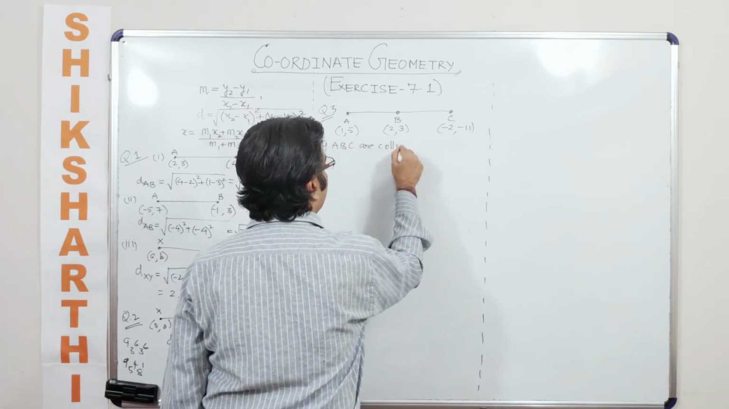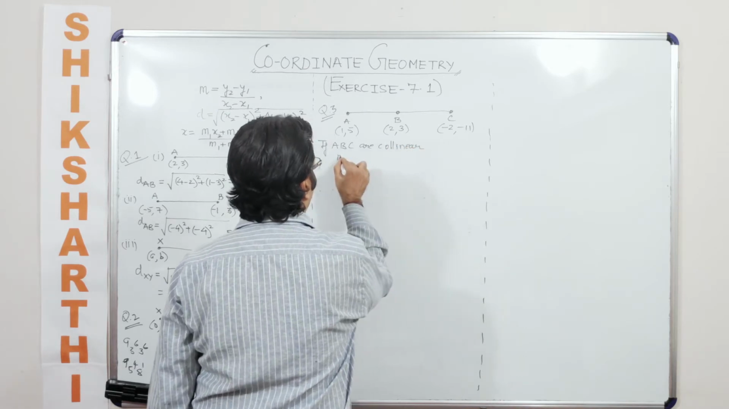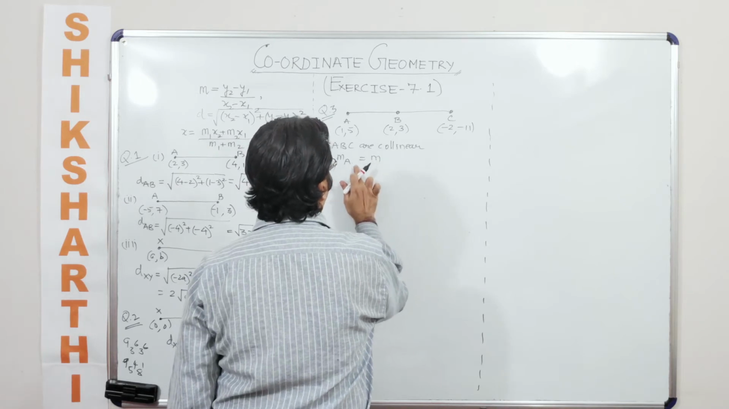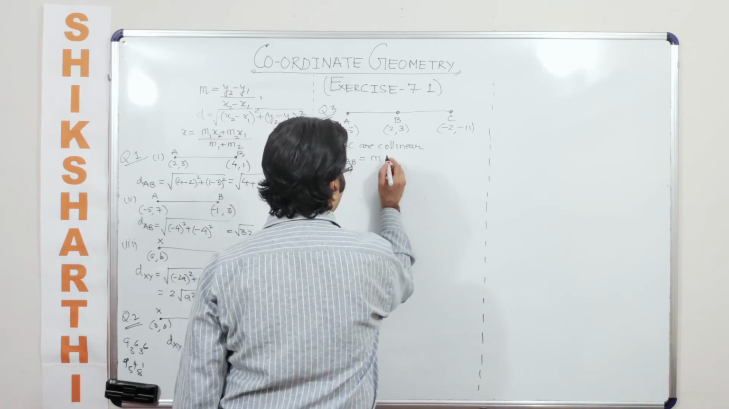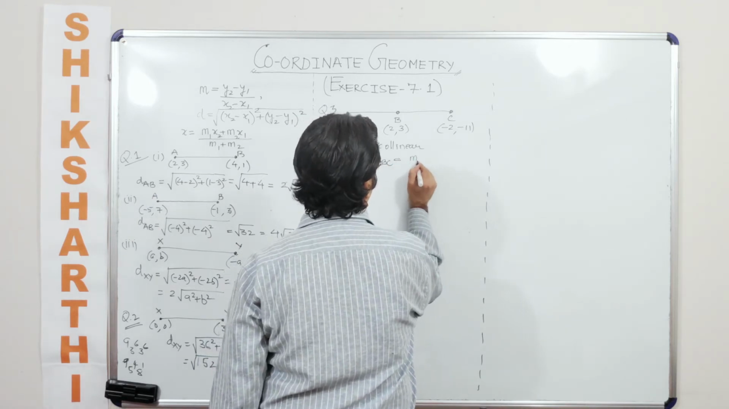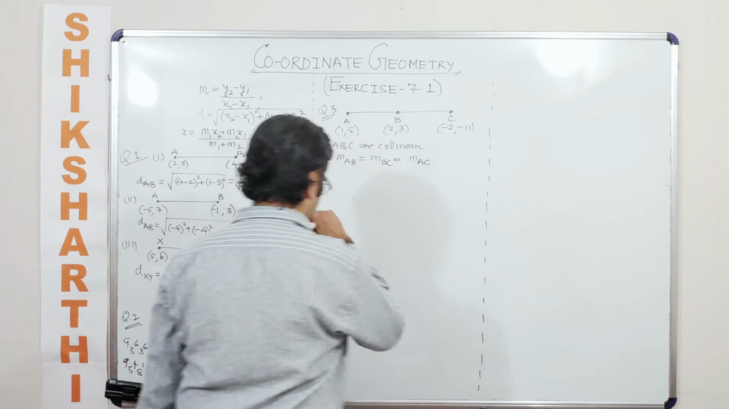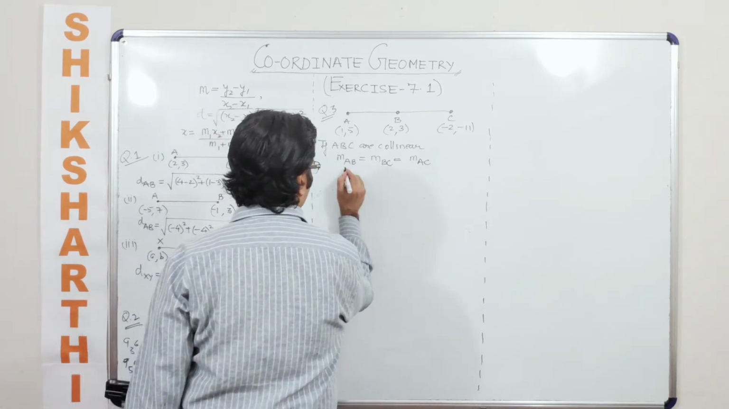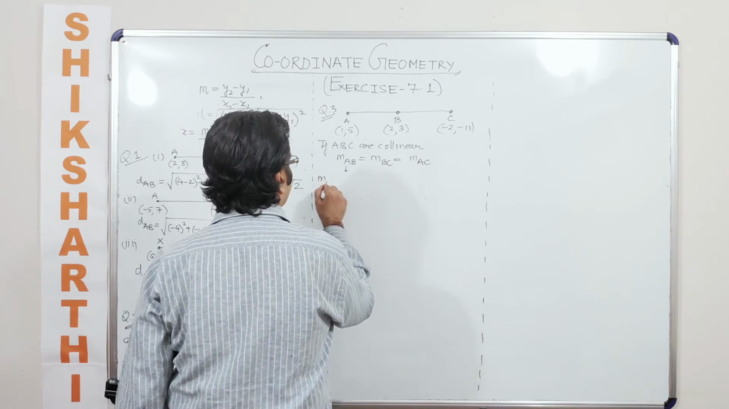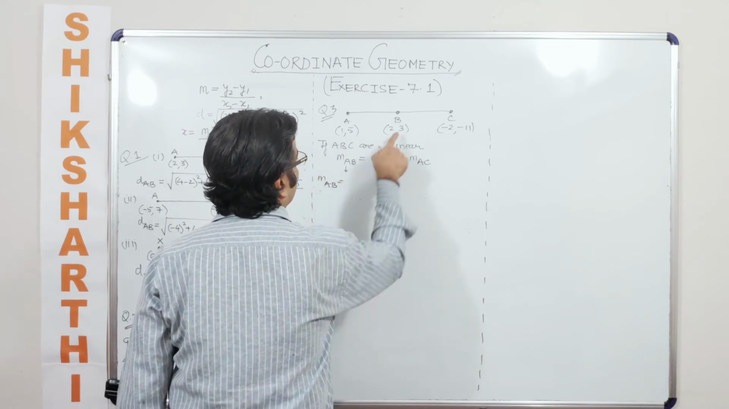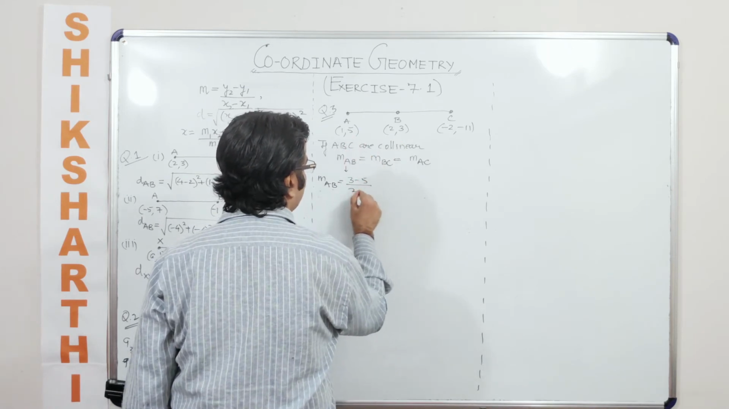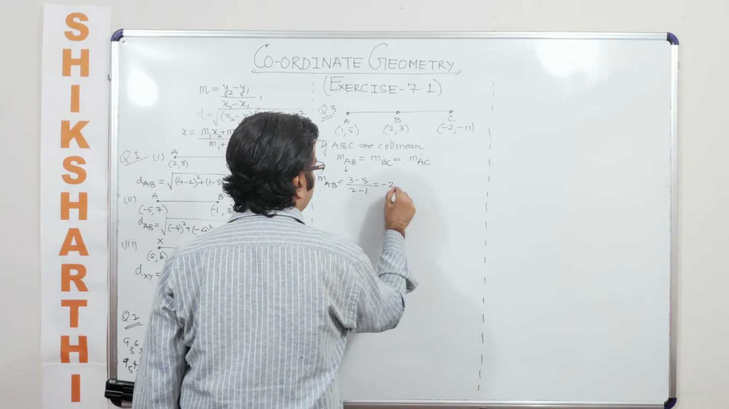can we say that the slope of AB will be the same as the slope of BC, which is the same as the slope of AC? Let's see this first. So what is the slope of AB? The slope of AB is y2 minus y1, which is 3 minus 5 divided by 2 minus 1, which is minus 2.